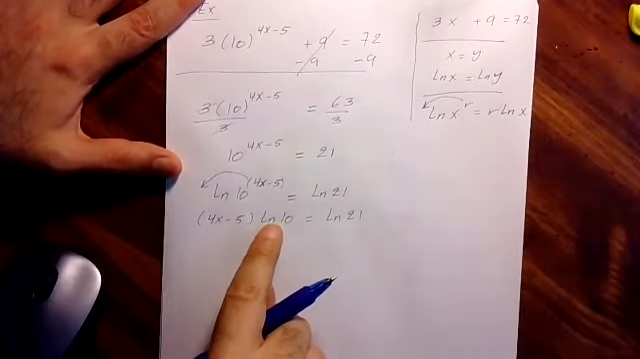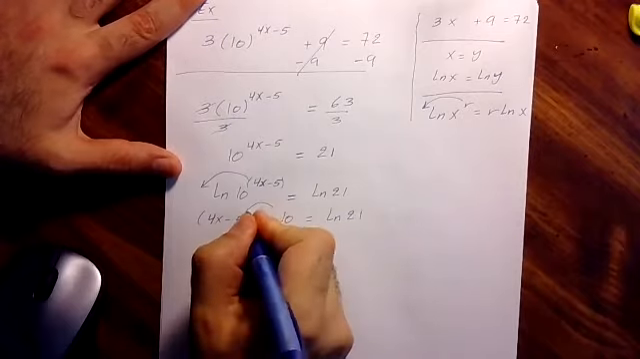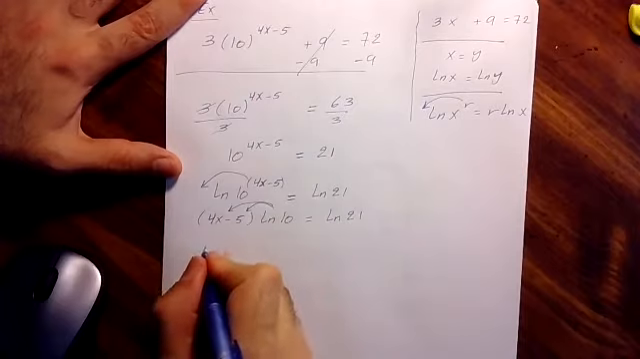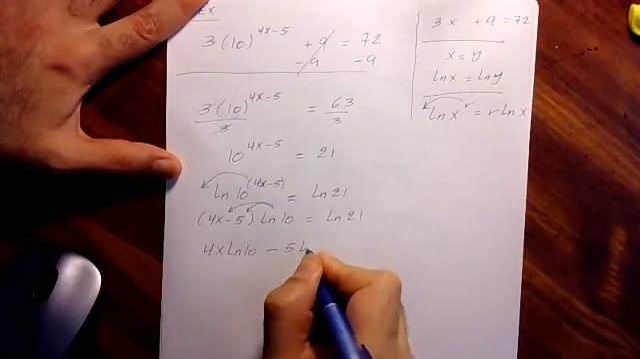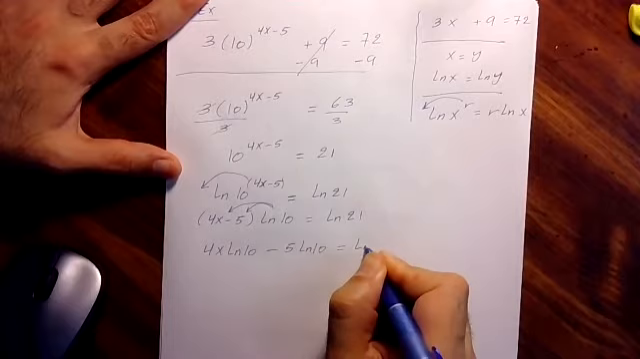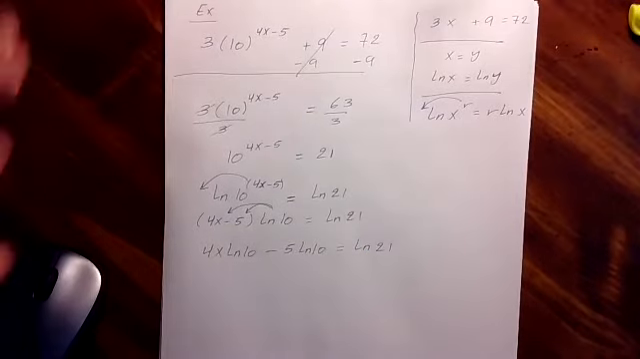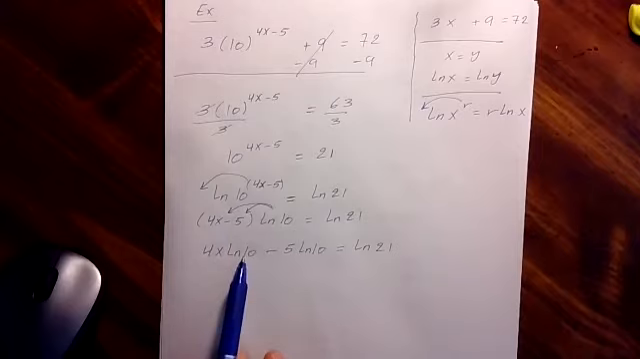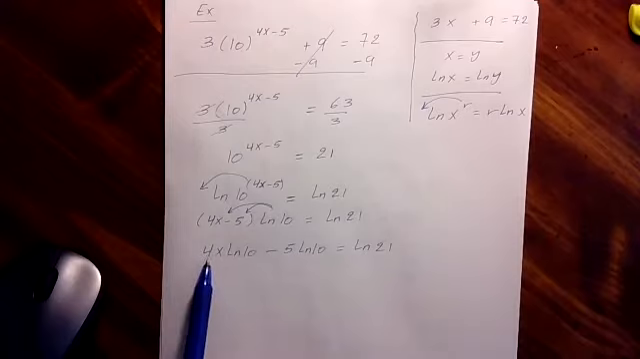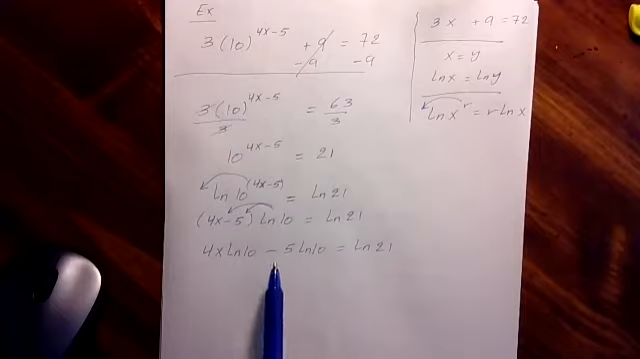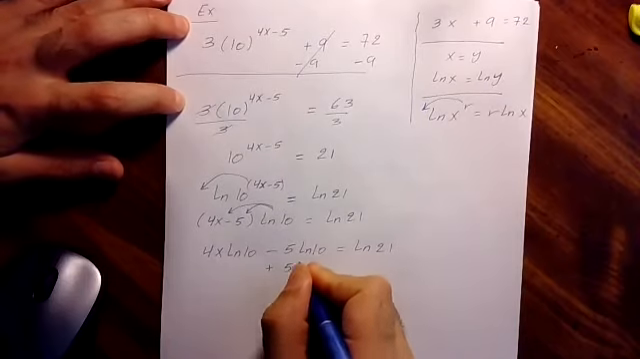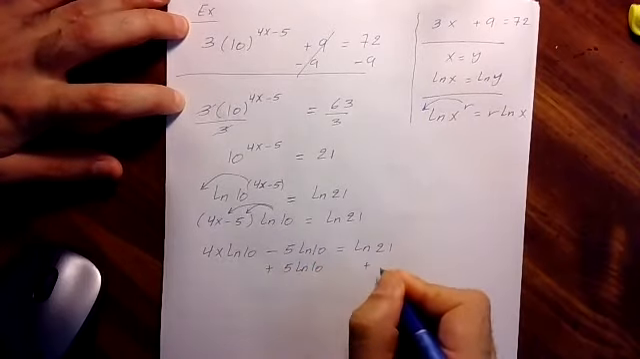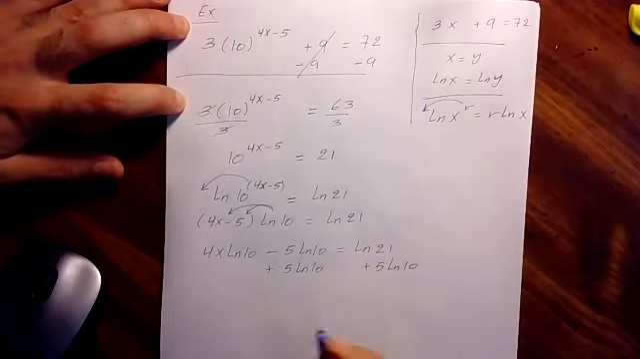Then next step, we're going to distribute the ln 10 to both terms. So it's going to be 4x ln 10 minus 5 ln 10 equal ln 21. Then I need to find the value of x. So the first step, I'm going to add 5 ln 10 to both sides. So add 5 ln 10 here and add 5 ln 10 to the other side.